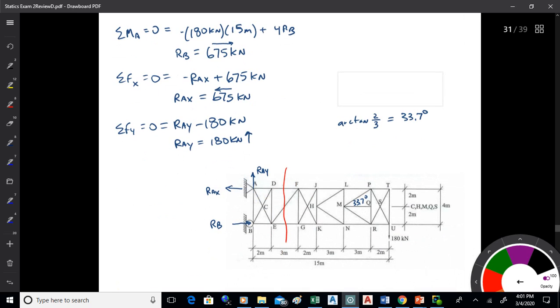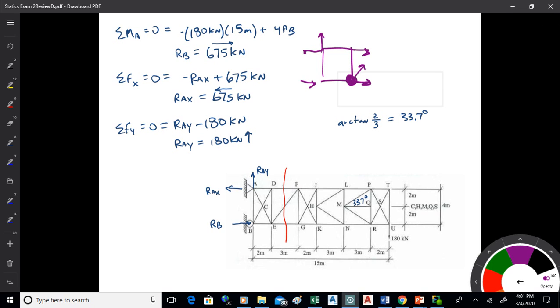All right, so let's look at DF. Let's make a cut through there. When we do that, I'm going to have this piece on the left. You could use either side. Then I'm going to have these three unknowns coming off of there. With three unknowns, I could take a moment about where those two intersect and pick up that top one, DF. I could do that, couldn't I?